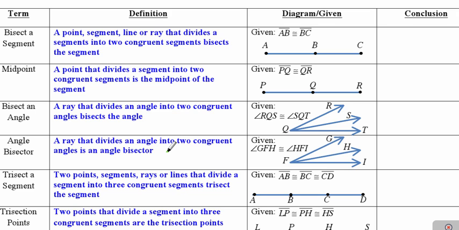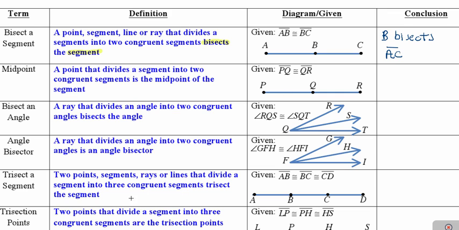In this video, we will be discussing several vocabulary words associated with the division of segments and angles. A point, segment, line, or ray that divides a segment into two congruent segments bisects the segment. So if we look at our given and diagram, we have that segment AB is congruent to segment BC. Therefore, the conclusion we can make is that point B bisects segment AC.